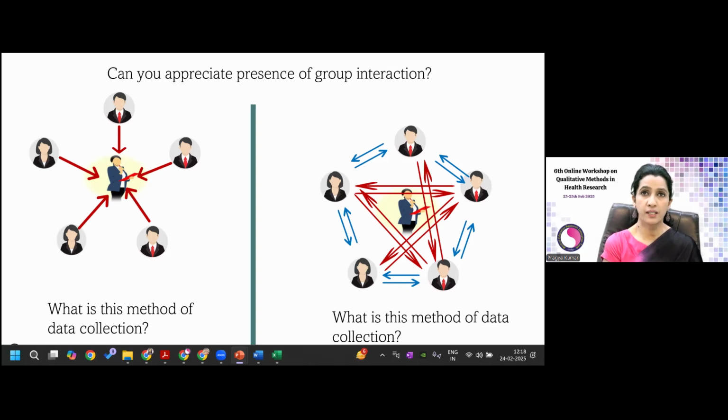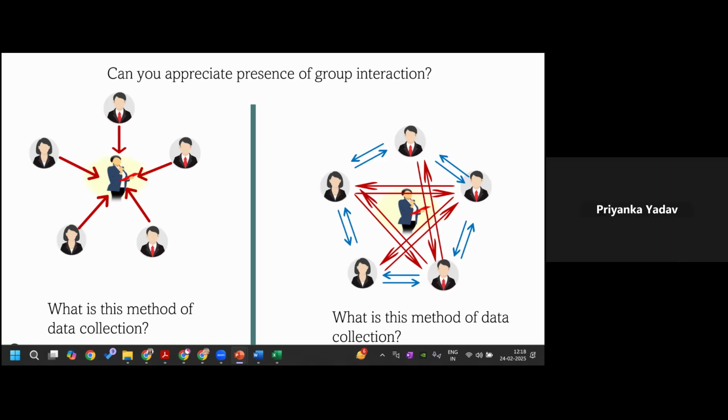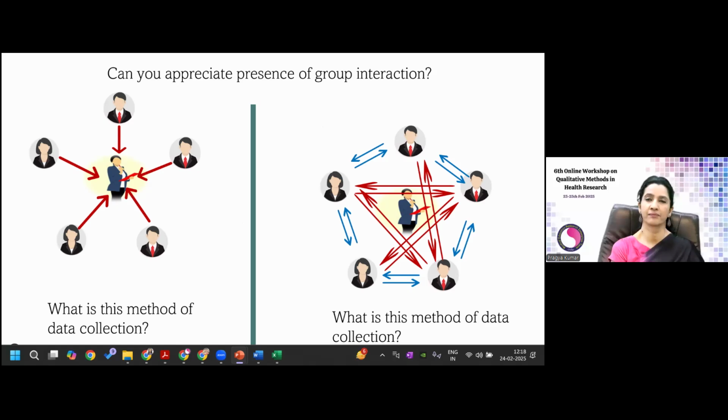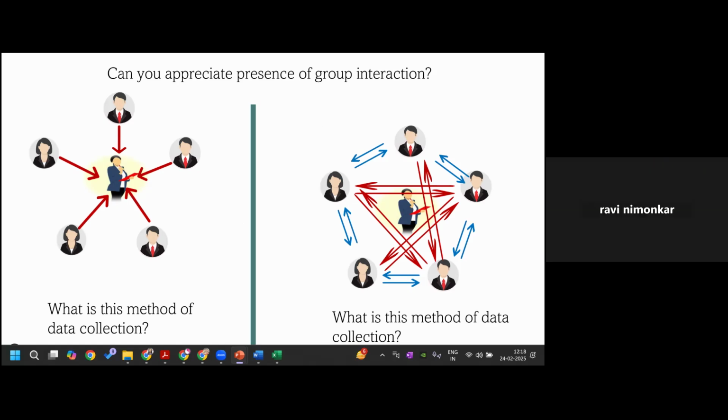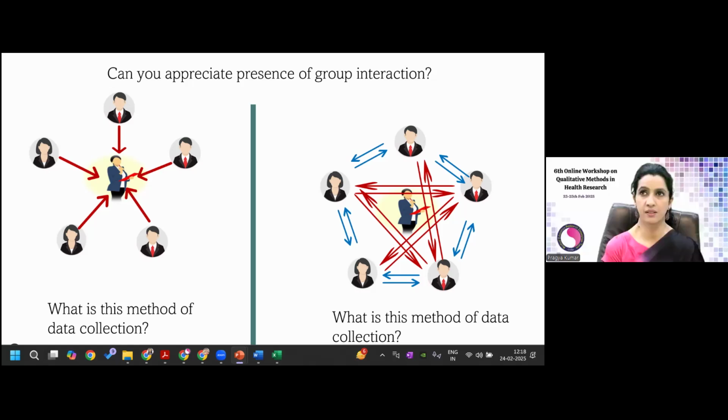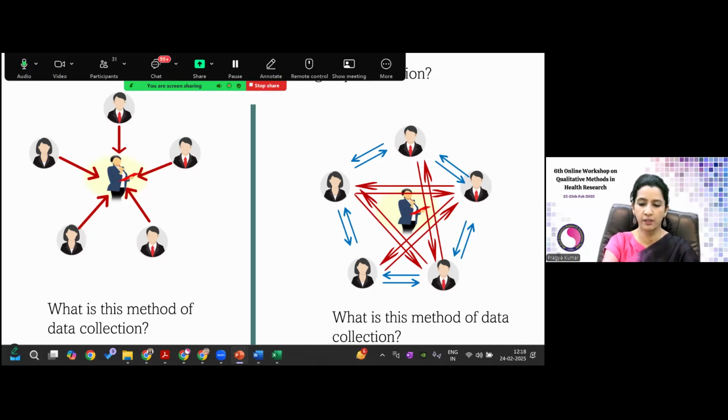Now you can see there are two pictures in this slide. What is the difference between these two pictures in terms of group interaction? There is no interaction occurring in the first group. It's only the interviewer who's talking to the remaining. Whereas in the second group, there is a multi-dimensional interaction between the interviewer and participants also. Rightly said. So the first one is like one person is talking to everyone, but the participants are not talking with themselves.